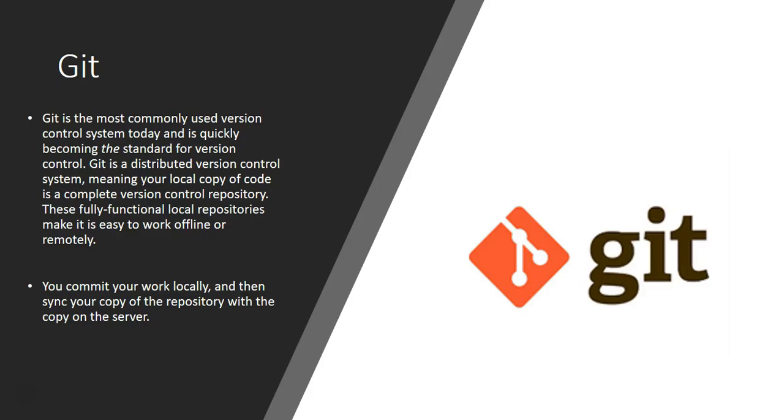And how do you do version control? Git is an open source repository. It is the most commonly used version control system today and is quickly becoming the standard for version control.